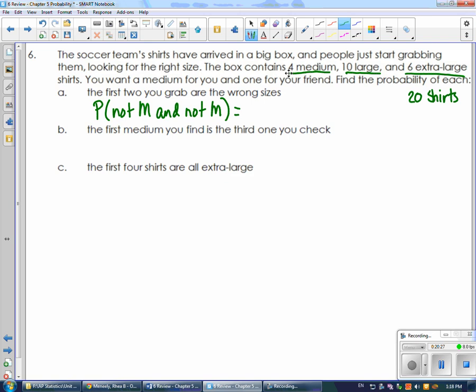So in each case, I've got to think about the number of shirts that are left in the box as I start grabbing. So the probability of me not picking a medium, well, if there are 4 medium shirts in a box of 20, that means that 16 of those 20 are not mediums. So that would be the probability on my first draw. So if I dig in the box again, and I'm again picking out a shirt that is not a medium, since I've already picked out a shirt that is not a medium, that means there are 15 not mediums left. And instead of having 20 shirts left in the box, I only have 19 because I already removed one. And so if I multiply those together, we get 0.632.